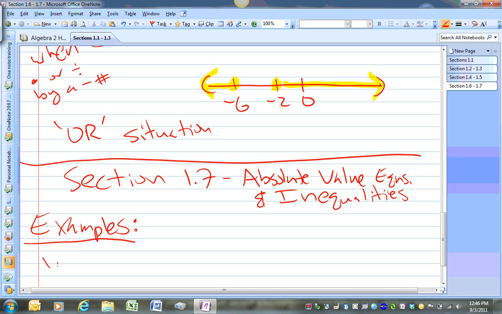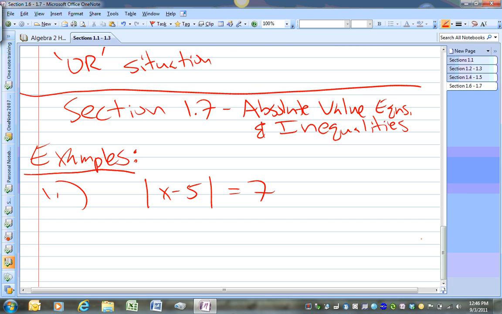Number 1. Very simple. Absolute value of x minus 5 equals 7. Now if you think about it, what is absolute value? Absolute value is kind of thinking about how far something is from 0 on a number line.